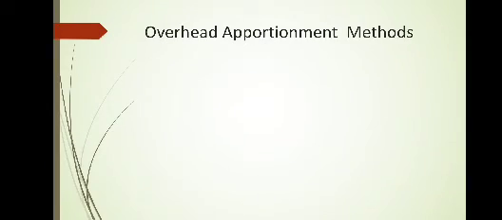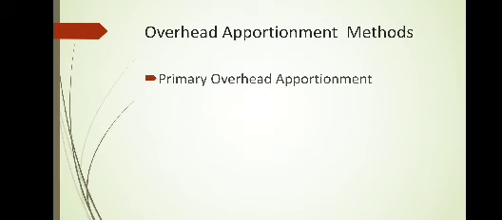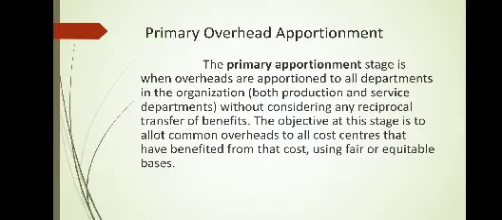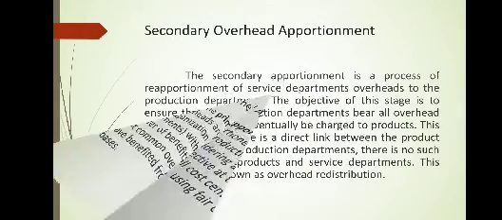Overhead apportion methods. There are 2 methods. First one is primary overhead apportionment and second one is secondary overhead apportionment. Primary overhead apportionment is a stage where overheads are apportioned to all departments in the organization. The objective at this stage is to allocate common overhead to all cost centers that have benefited from the cost using fair or equitable basis.